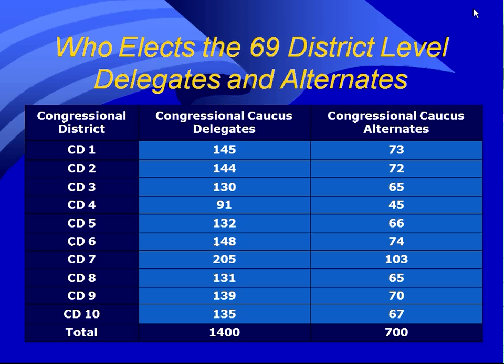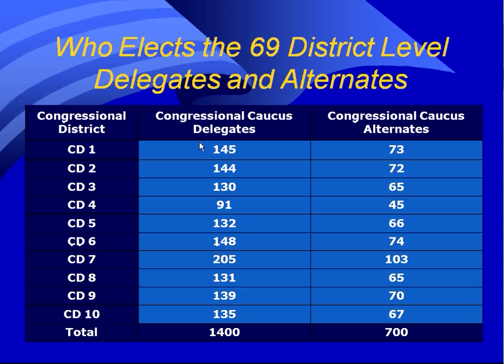And you'll see here on this column that in each congressional district there is a certain number of delegates that were elected. The total number is 140. So in the first congressional district, there were 145 delegates elected at the different legislative district caucuses that exist within the first congressional district. And those delegates are going to show up on May 20th, and they're going to elect their share of those 69 district level delegates. And in the first congressional district, that's 3 men and 4 women. So the 145 electing 3 men, 4 women.